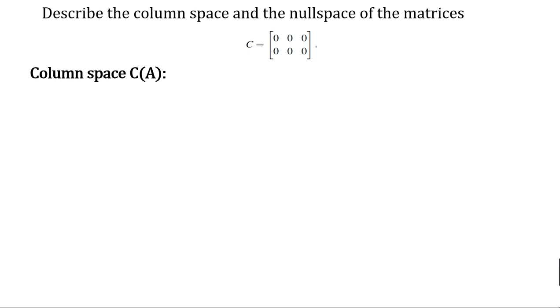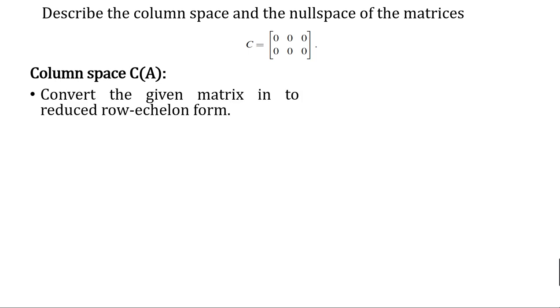Because all entries are 0, they are written below the non-zero row, where we don't find any non-zero row here. All are 0, 0, so the given matrix is already in reduced row echelon form.